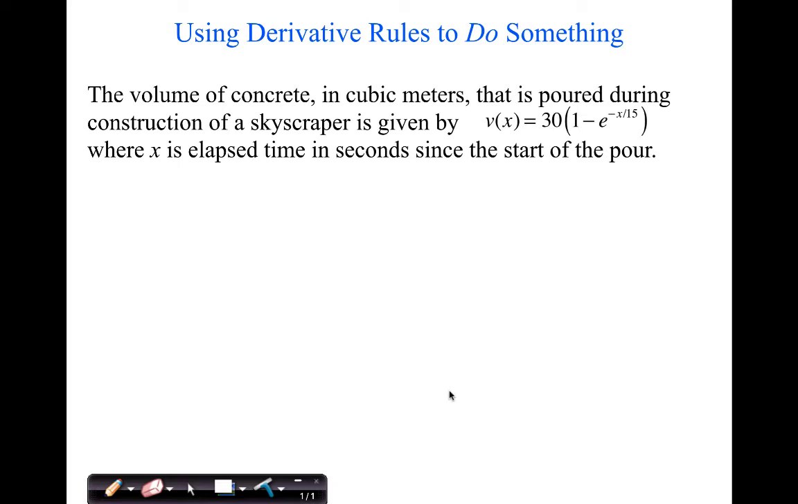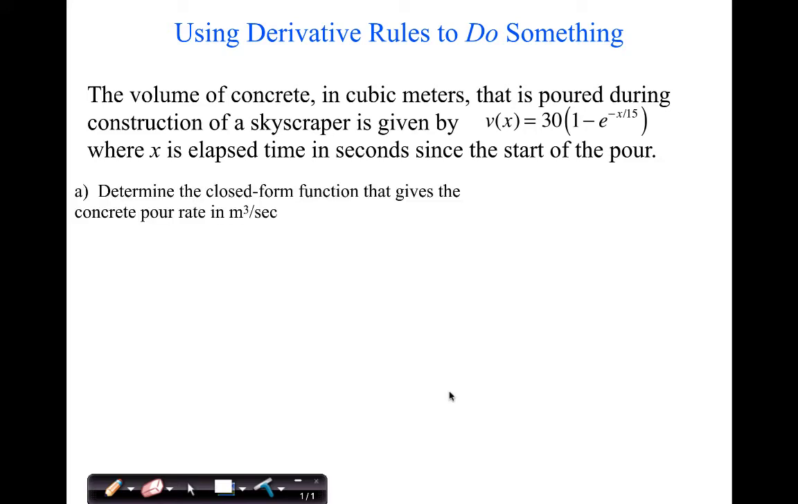X is an amount of time in seconds. And again, V of x, the output, is volume of concrete in cubic meters. So this is an amount function. It's something that tells us how much of something we have, how much concrete we have. So let's think about, how do I find the rate at which concrete's being poured?